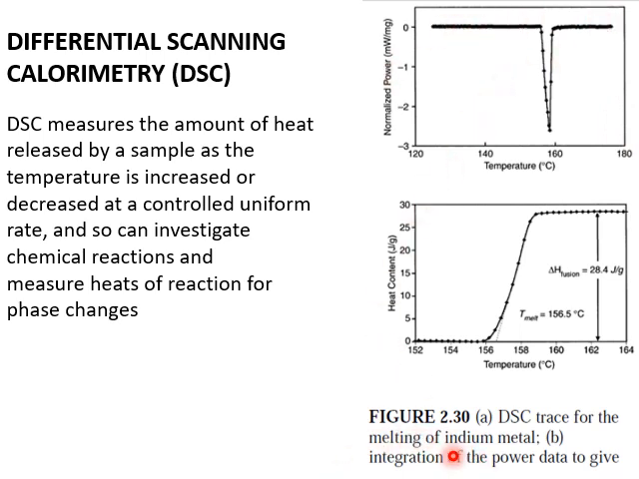The second one is the integration of the power data. Here on the y-axis is heat content, and on the x-axis is temperature. When we increase the temperature, the heat content of the sample increases, but up to a certain limit; the heat content will not increase further and will remain constant. So this method can be used for studying the heat capacity of the material, how much heat a material can absorb.